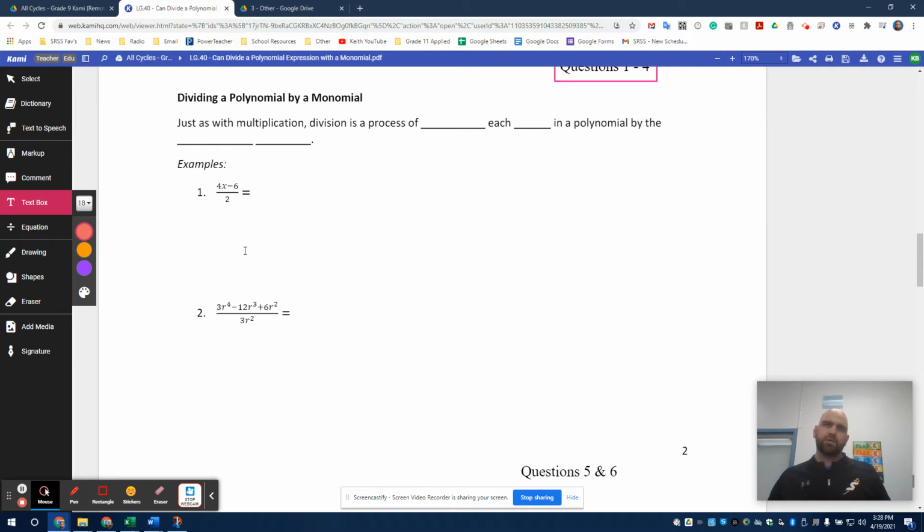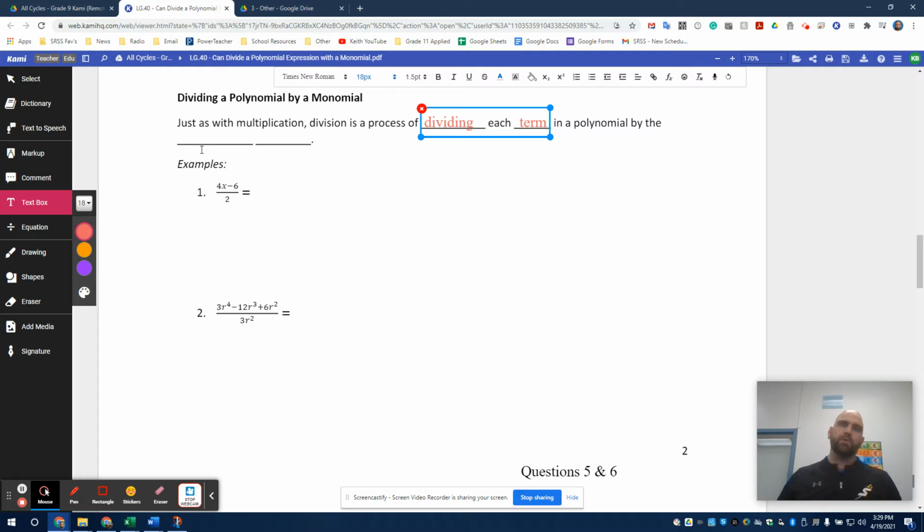All right, so we're going to take a look now at dividing a polynomial by a monomial. This is going to, again, take what we learned in that last little section about dividing two terms, and the process of what we do with multiplication. We're going to put those two things together and see how we find an answer.